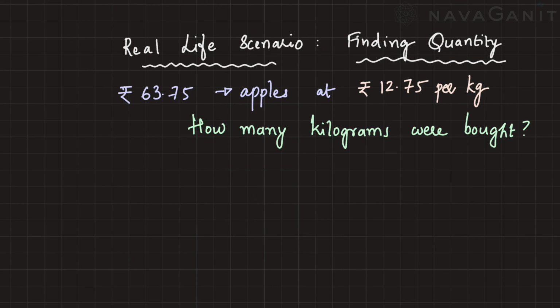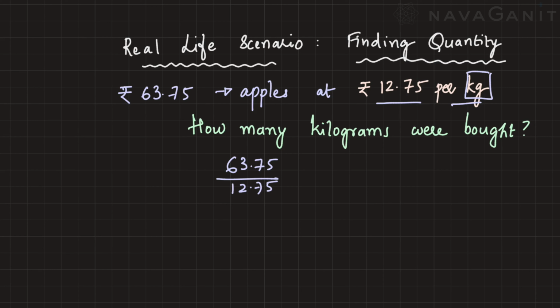Take a real life scenario. Suppose your friend tells you that he has spent 63.75 rupees on apples at the rate of 12.75 per kg. Now he is asking you how many kilograms of apples he has bought. So we know that for rupees 12.75 he is going to get 1 kg of apples. Now to find out how many kilograms he gets for 63.75 rupees, we simply divide 63.75 by 12.75.